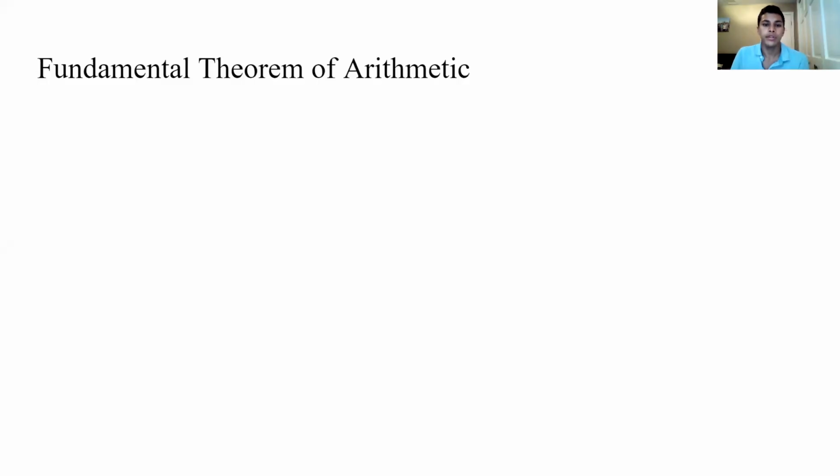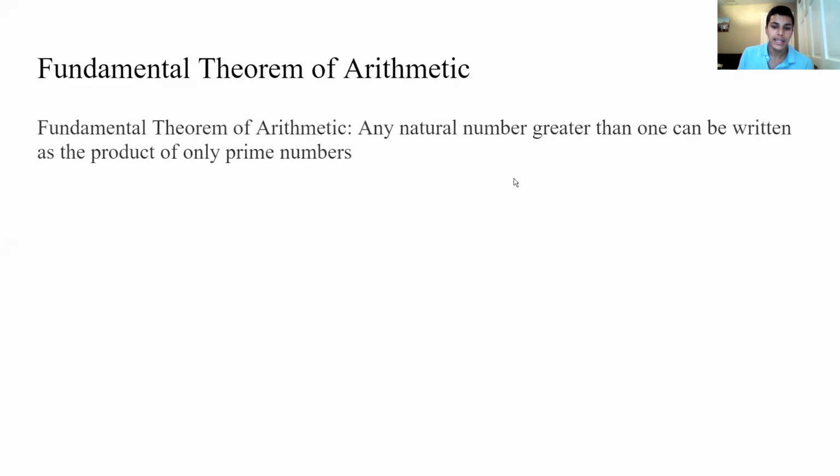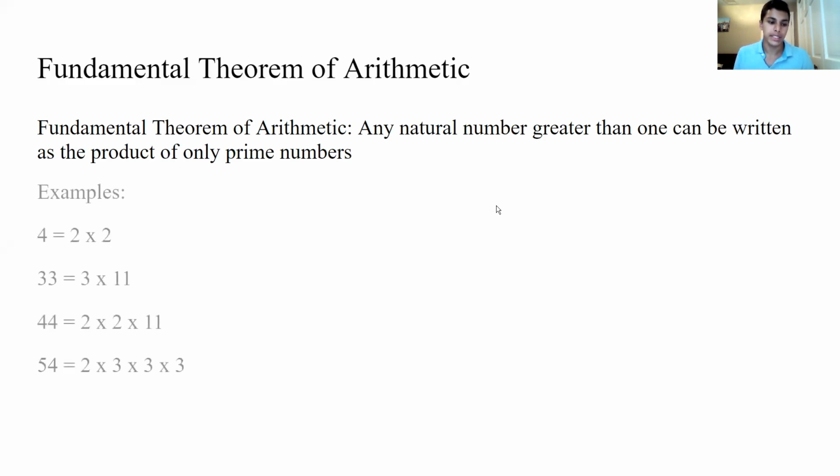So the next thing we're going to learn is about the fundamental theorem of arithmetic, which sounds scary, but is actually something that's really simple. And that says that any natural number, so basically a whole number greater than 1, can be written as the product of only prime numbers. So basically, it can be broken down into only prime numbers multiplied by each other. So let's look at some examples.